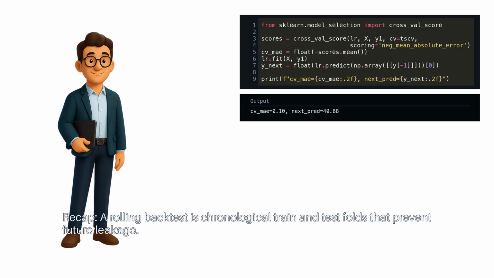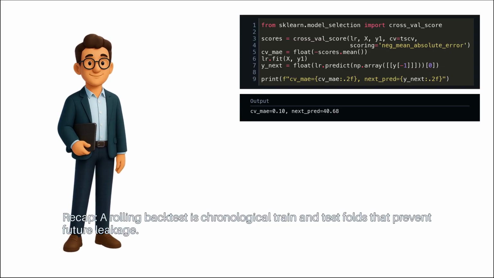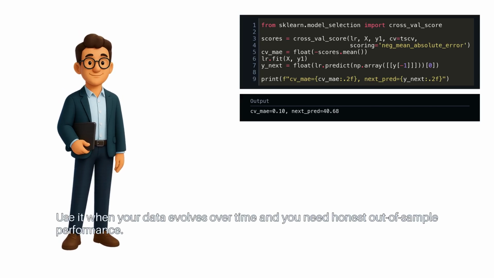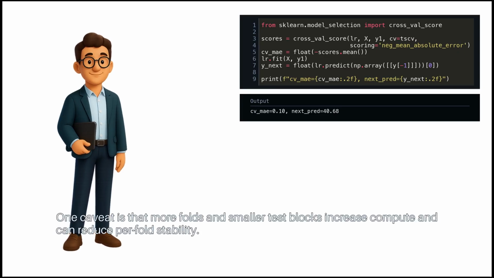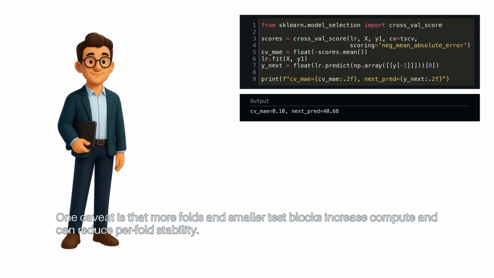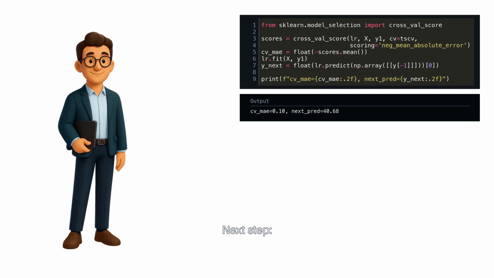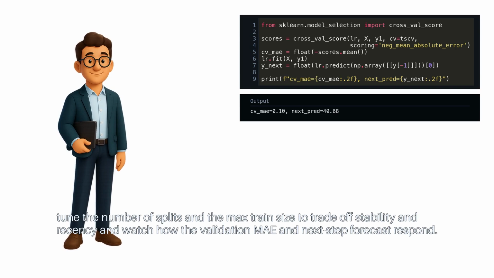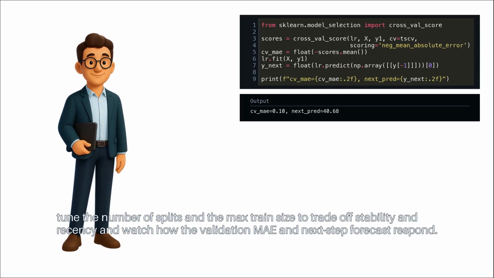Recap. A rolling backtest is chronological train and test folds that prevent future leakage. Use it when your data evolves over time and you need honest out-of-sample performance. One caveat is that more folds and smaller test blocks increase compute and can reduce per-fold stability. Next step, tune the number of splits and the max train size to trade off stability and recency. And watch how the validation MAE and next step forecast respond.